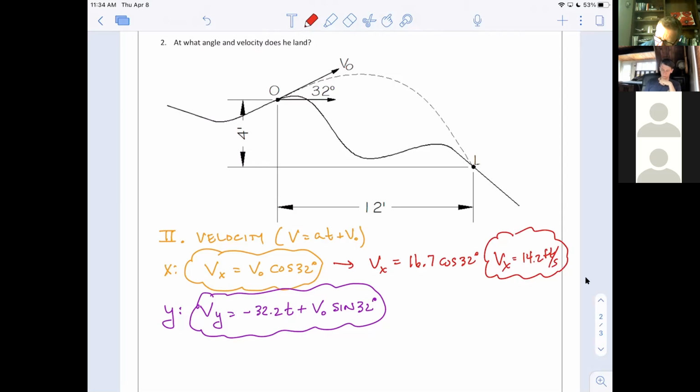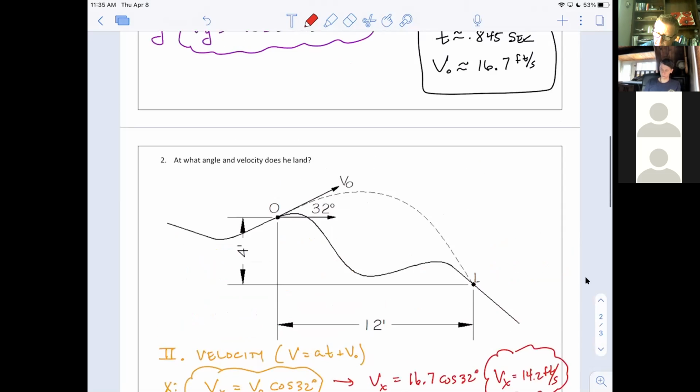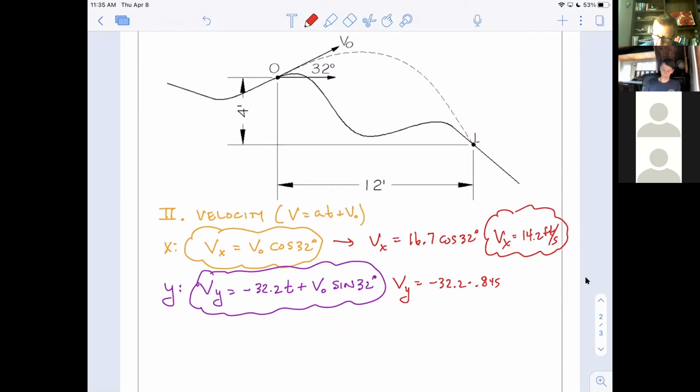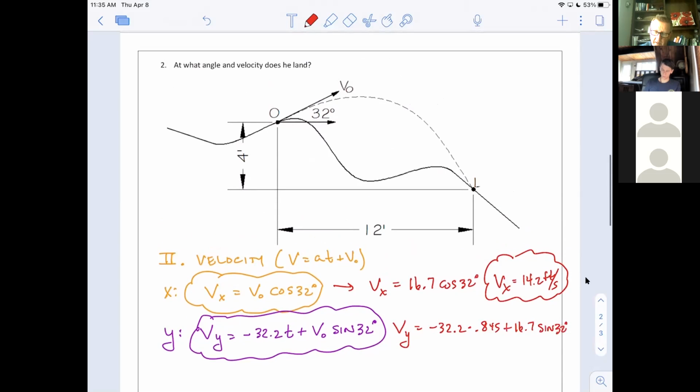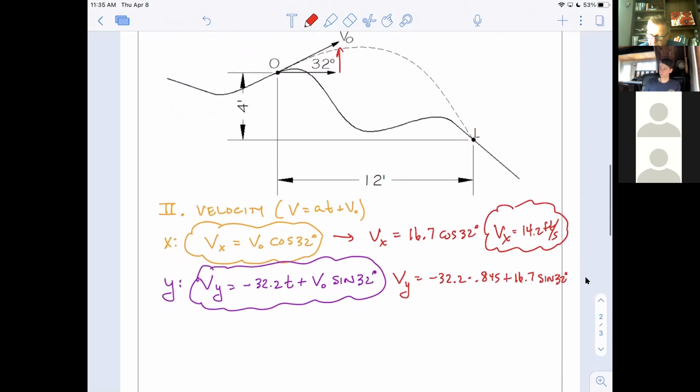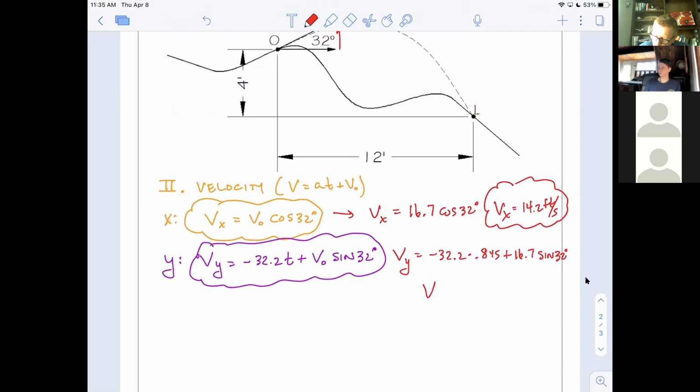That hasn't changed. But the velocity in the y direction definitely will change because time is elapsing. And notice I know the time is 0.845 seconds. I think that was it, 845. So that's negative g times t plus the initial velocity, 16.7 times the sine of 32. And by the way, I forgot to mention this, but notice that initial velocity is up here. It's positive. It isn't always positive, but it was in this case. So if I crunch all of that together, I get the final velocity in y. You should be able to tell from the picture, is this velocity going to be positive or negative?